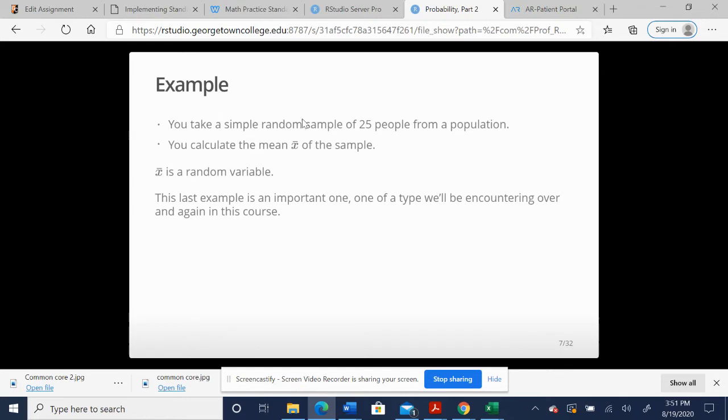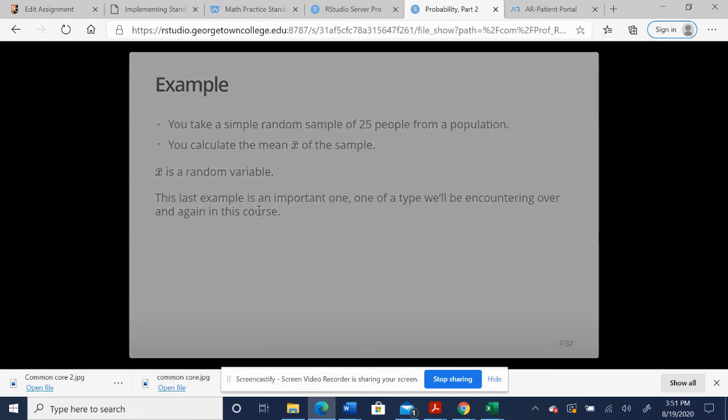So again, what is the random process? Choosing those 25 people randomly, and the value is going to depend on that selection, because who ends up in that selection will affect what the value of the mean is going to be.